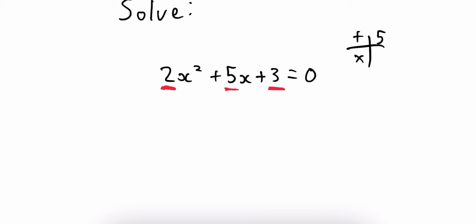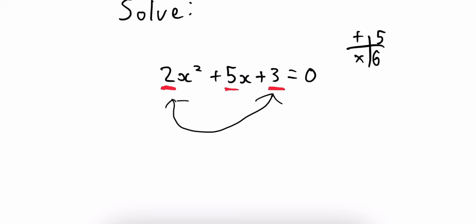It's still 5, but instead of multiplying to give 3, the two numbers we need to find multiply to give the product of the coefficient of the x squared and the constant itself, which is 6. So therefore we need two numbers that add to give 5 and that multiply to give 6.